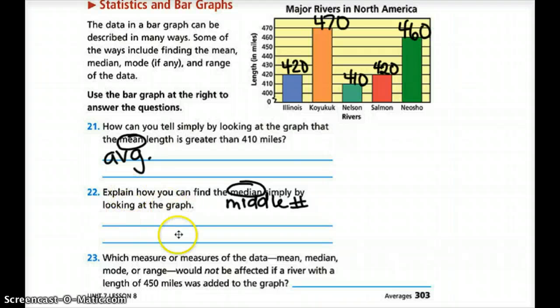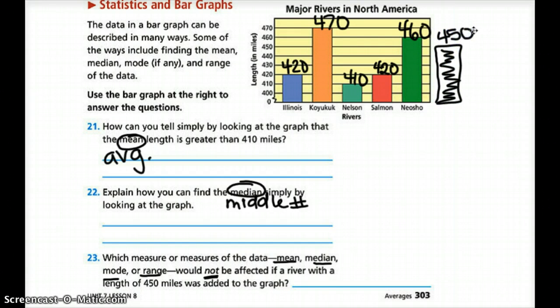which one would not be affected? Not mean, median, mode, or range. If a river with a length of 450 was added to the graph. So if you added one right here that measured 450, which data would stay the same? Mean, median, mode, or range? There are more than one. There are two different ones that would not change.